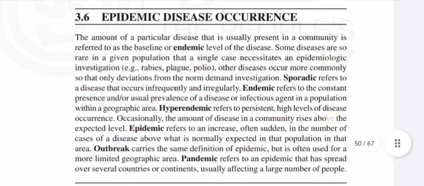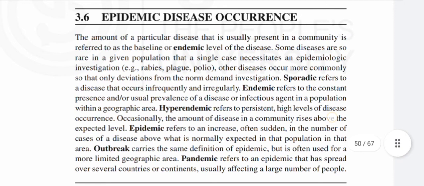Now we will discuss epidemic disease occurrence. The amount of a particular disease that is usually present in a community is referred to as the baseline or endemic level of the disease. Some diseases are so rare in a given population that a single case necessitates an epidemiologic investigation. Example, rabies, plague, polio. Other diseases occur more commonly so that only deviation from the norm demands investigation.